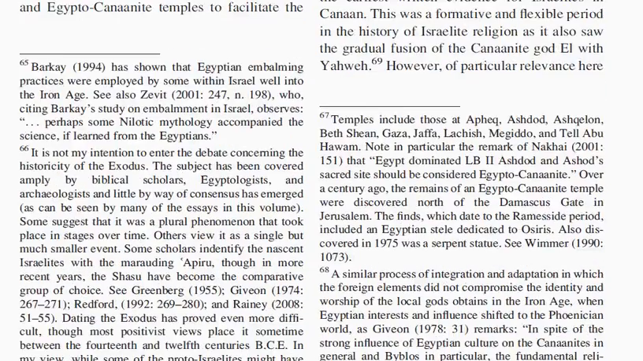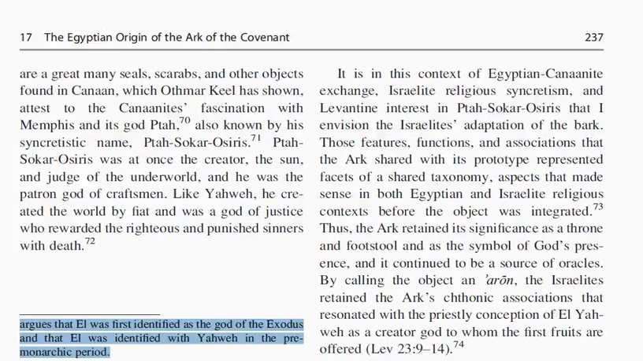However, of particular relevance here are a great many seals, scarabs, and other objects found in Canaan, which Othmar Keel has shown attest to the Canaanites' fascination with Memphis and its god Ptah.